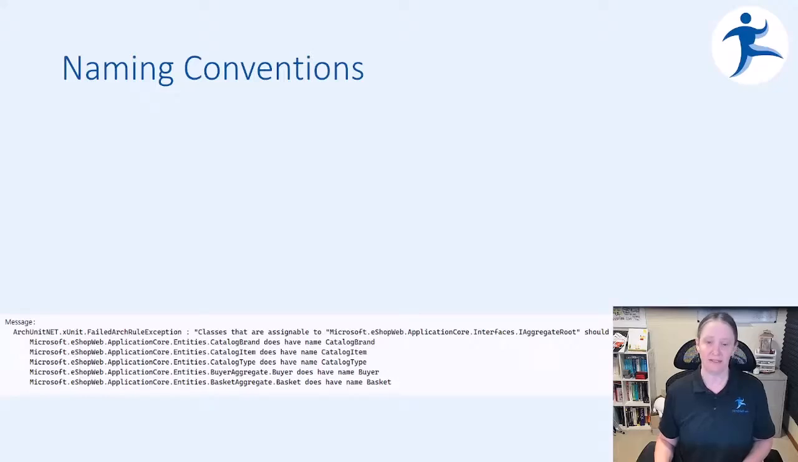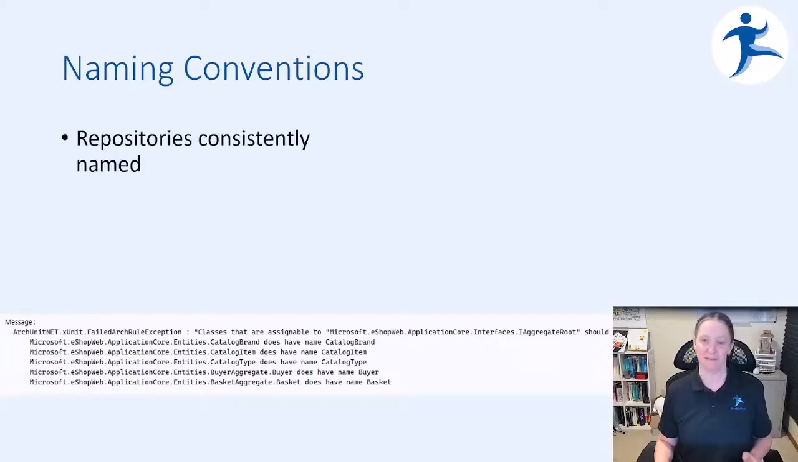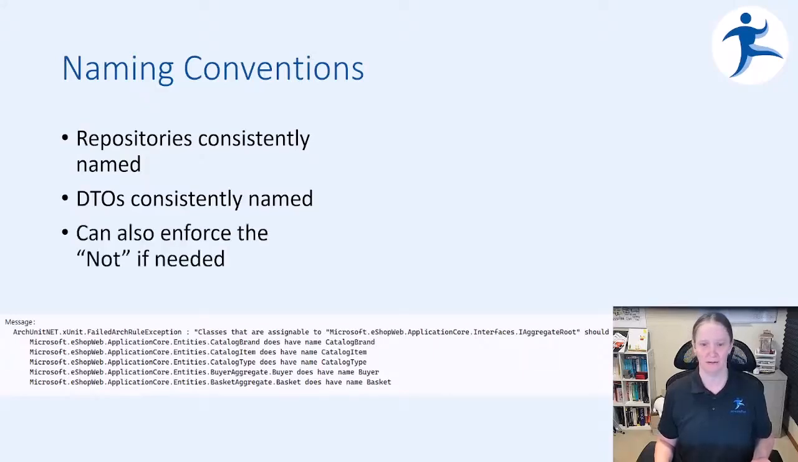Now, naming conventions, this is thinking about readability and consistency in your code base. So maybe you want repositories named consistently, or maybe you have data transfer objects that you want named consistently, for example. You can also say, no, they should not be named this. So maybe you're at a spot where you're like, I don't like having DTOs in my name, so they should not contain DTO. In the example that I have shown here, got my laser, not my laser pointer, my zoom.